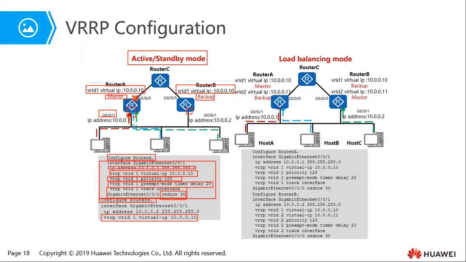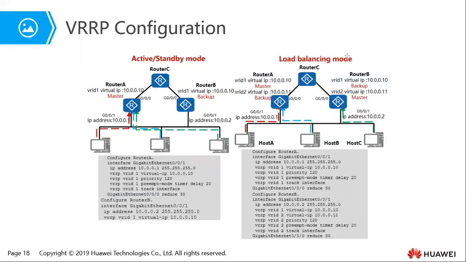So if this interface goes down, then this guy is going to be the master because we've not configured a priority here. The priority by default is 100. So if the priority of router A is reduced by 30, then router B is going to be the new master. Okay, so that is it about that mode.